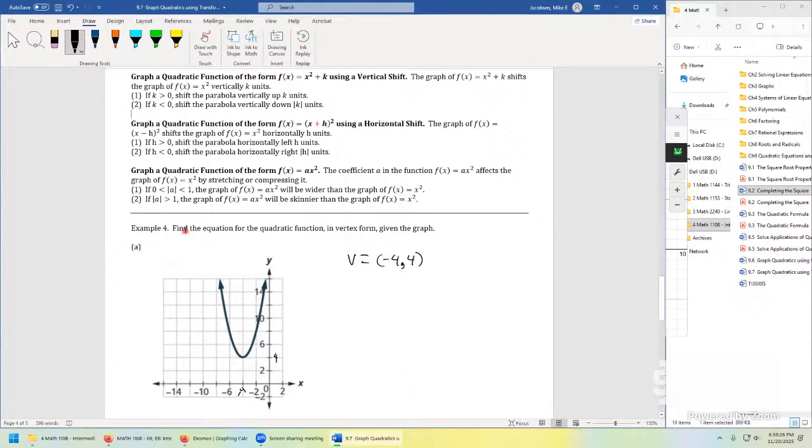So if we were going to find the equation in vertex form, we would first write out y equals a (x minus h) squared plus k. So this is the vertex form we're going for. But then these numbers get mixed in with h. This number gets mixed in with k. And we can say now y equals a (x plus 4) squared plus 4.